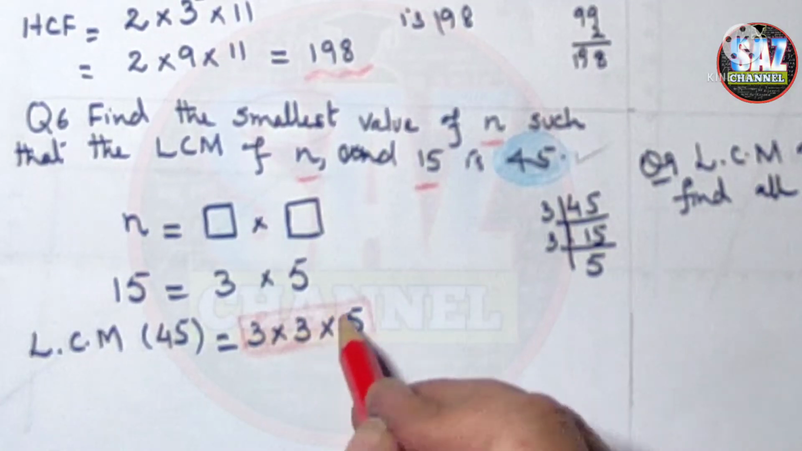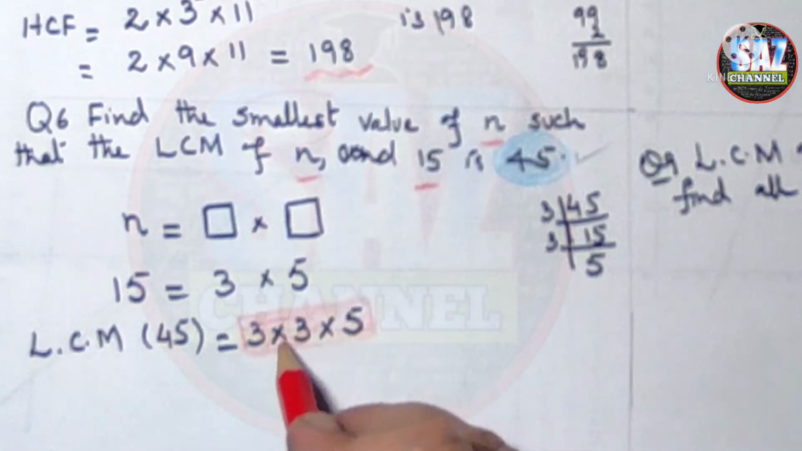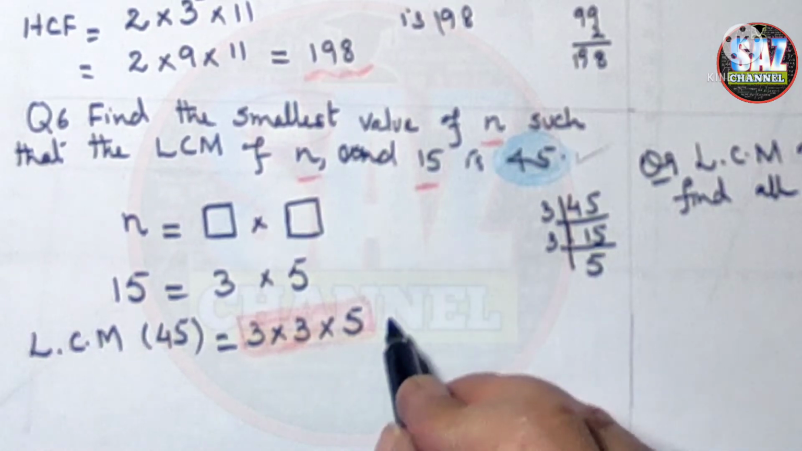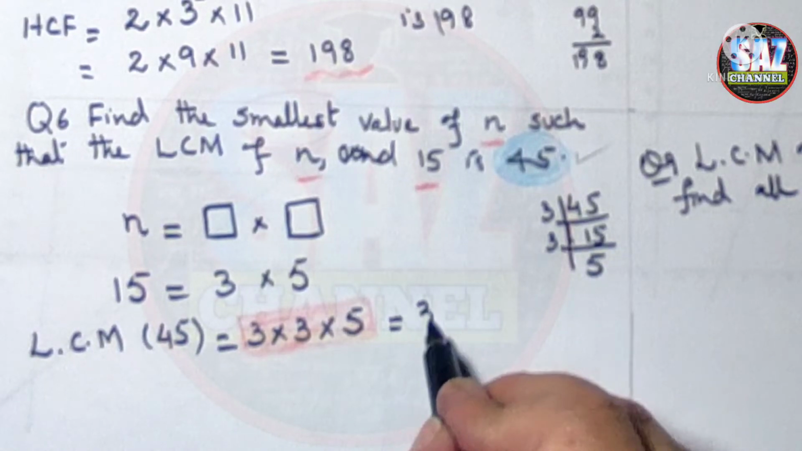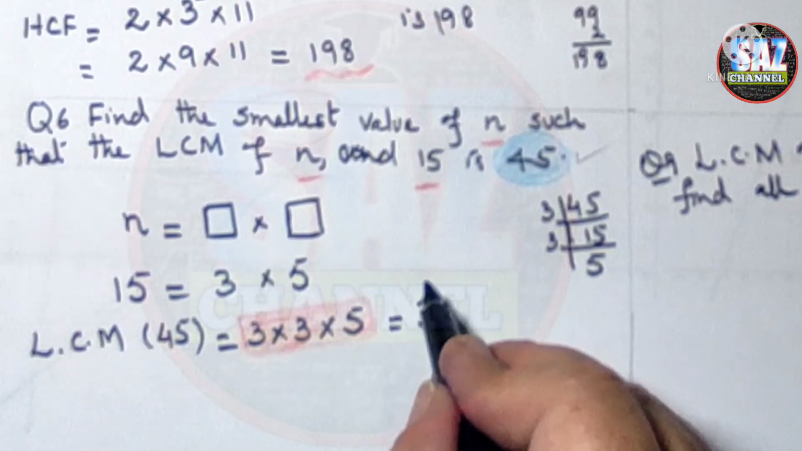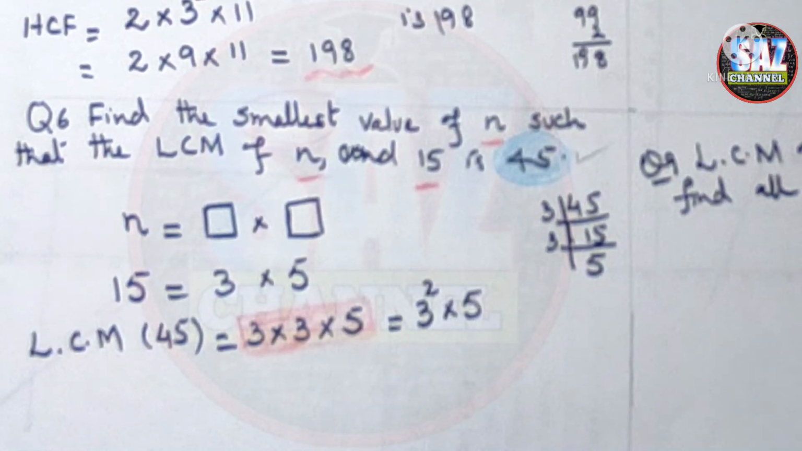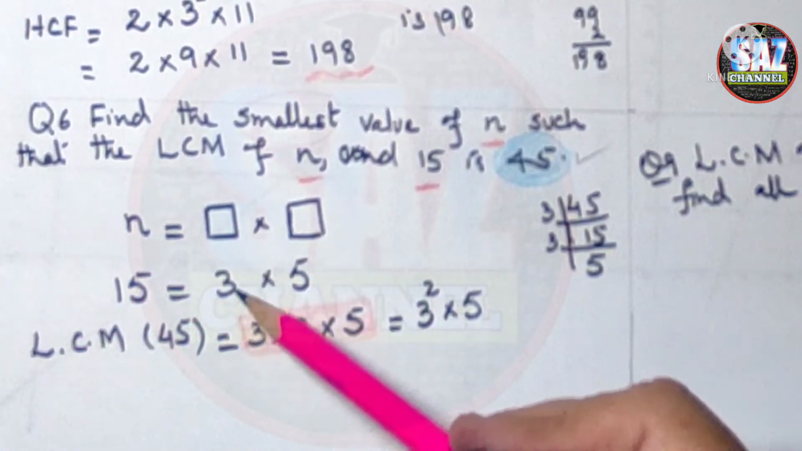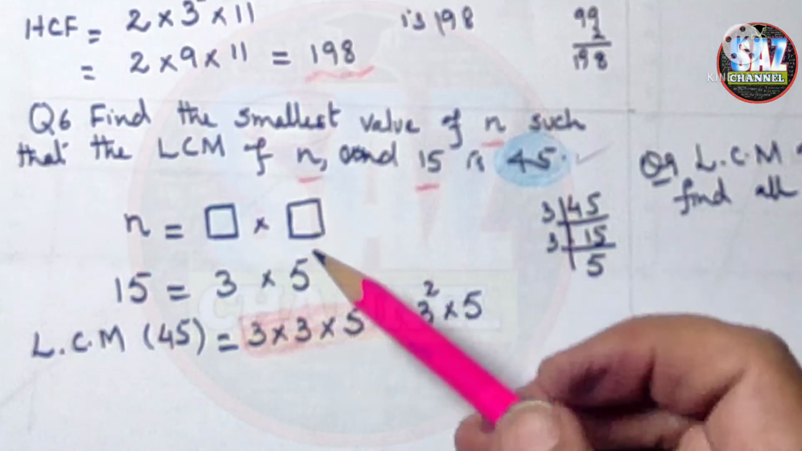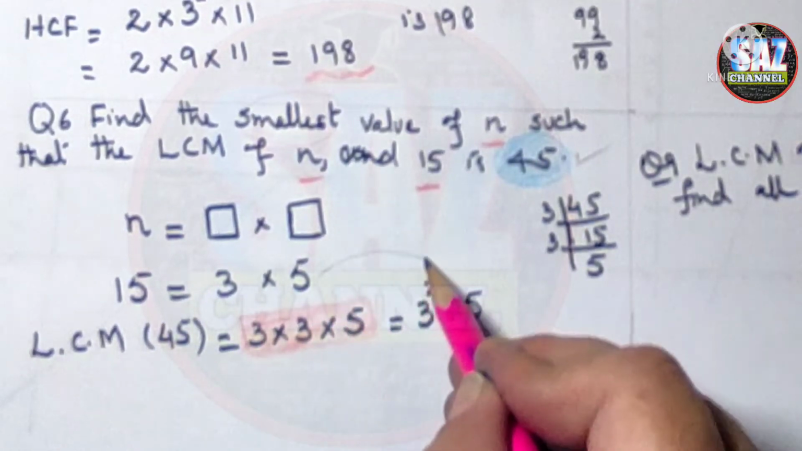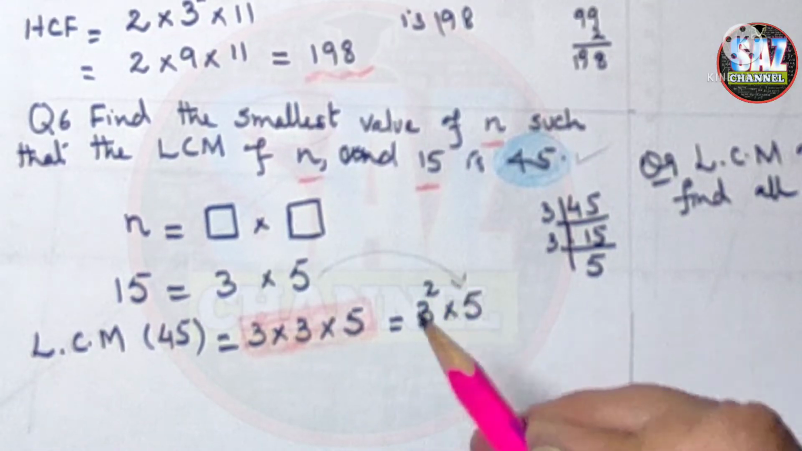Now recall the definition of LCM: LCM is the product of common and non-common factors, and the factors have to come with their greatest index in the LCM. Now, how to develop the thinking skill: one of the numbers is 15, and 15 has the factors 3 and 5. 5 is a factor of the given number, and 5 is in the LCM as well.